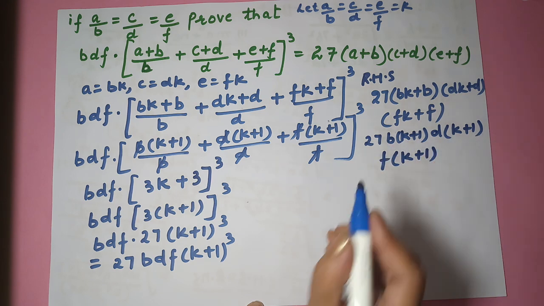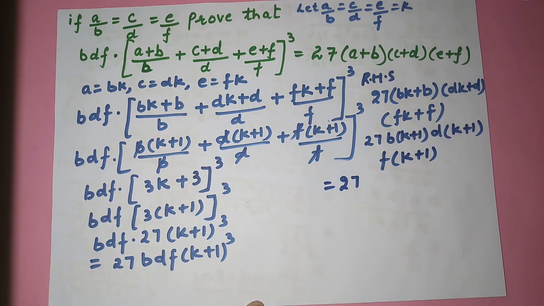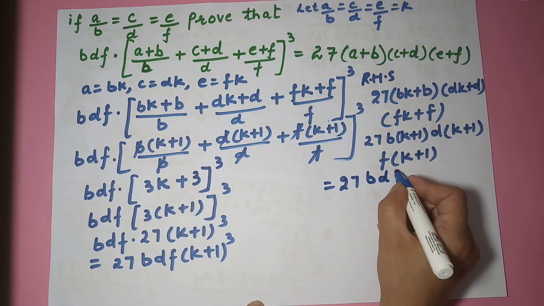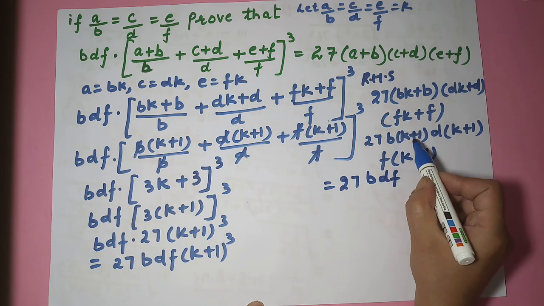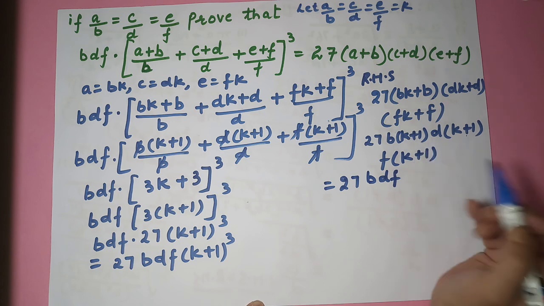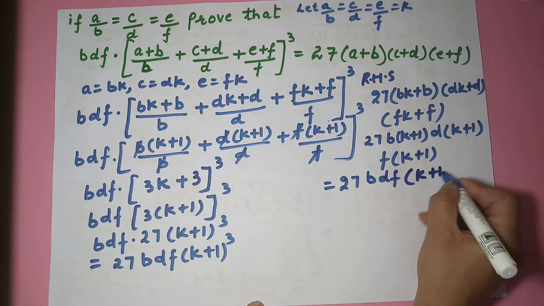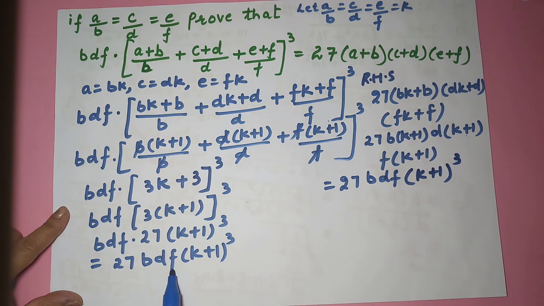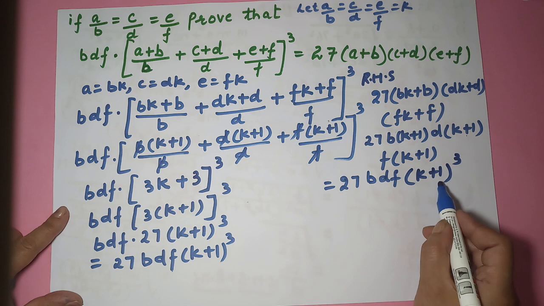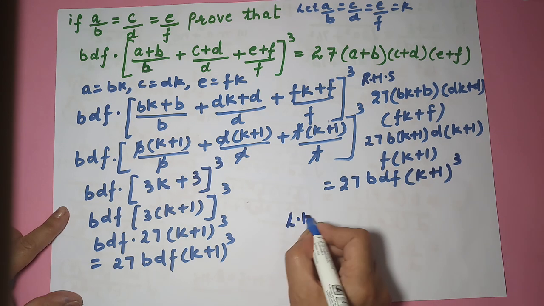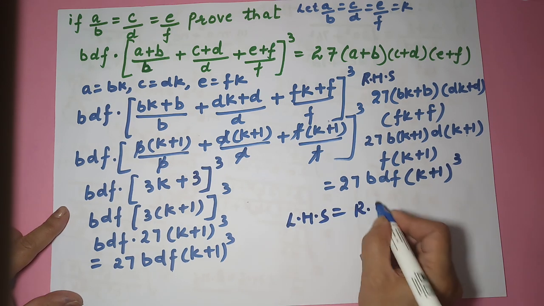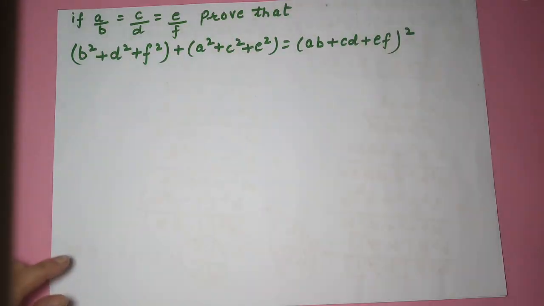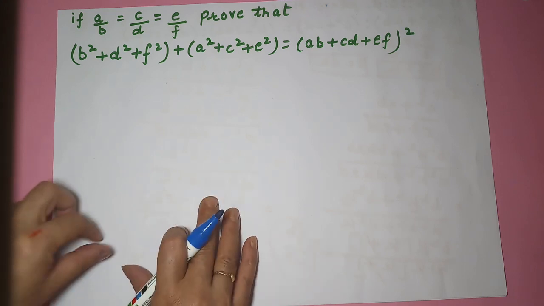Now let me combine all this. I have 27, then b into d into f, so I will write b d f. Then I have k plus 1 into k plus 1 into k plus 1, so that is k plus 1 whole cube. Let me check my left hand side. 27 BDF into k plus 1 whole cube. So I am getting my left hand side is equal to the right hand side. Right? Okay. Let's go to another one.